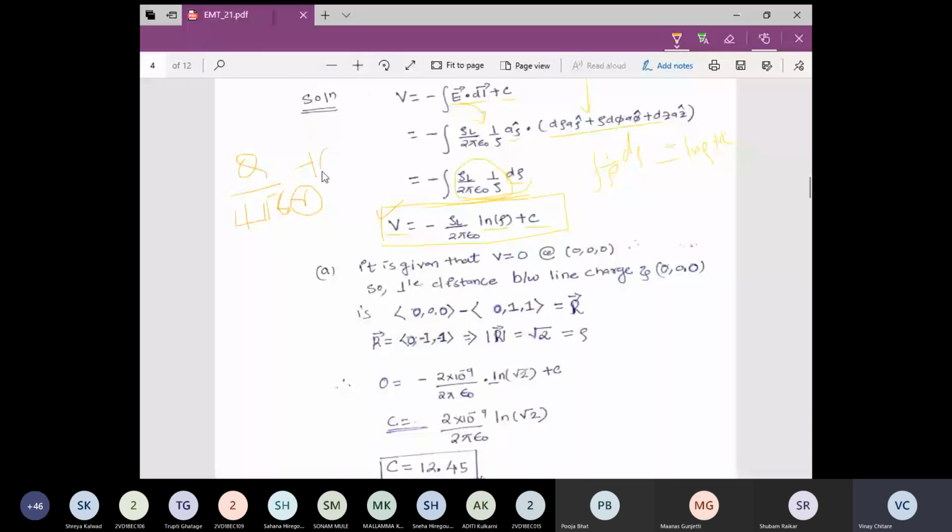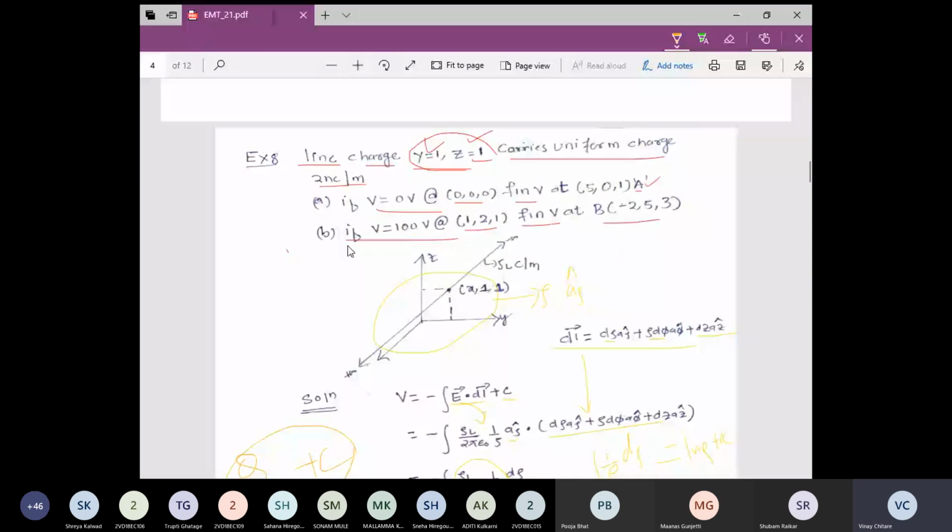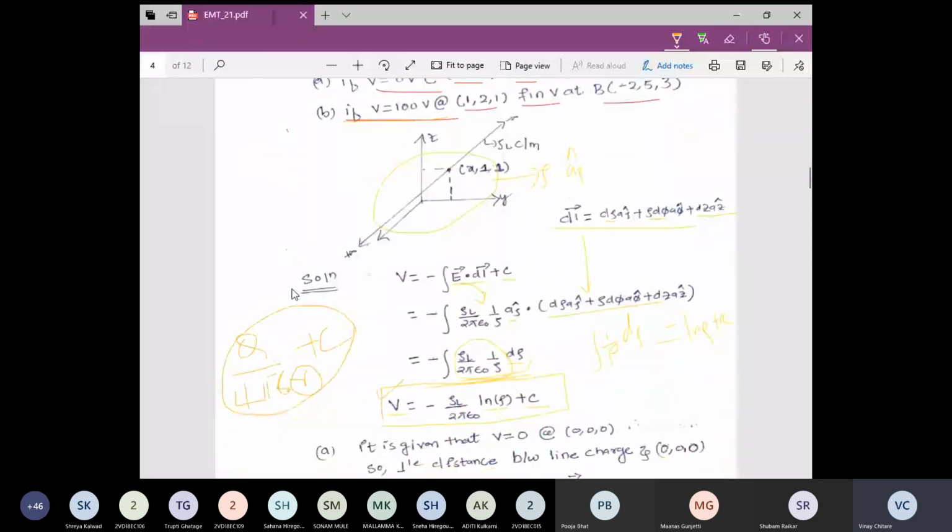This particular expression of potentials is useful whenever they give the reference point, directly or indirectly, something like this. They try to give some intermediate value of the potential.